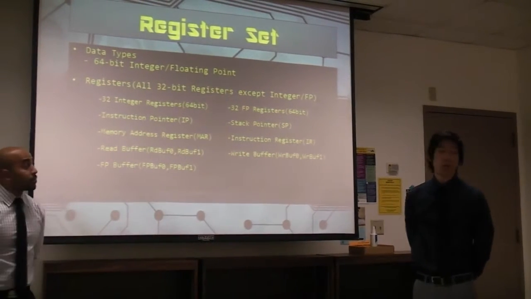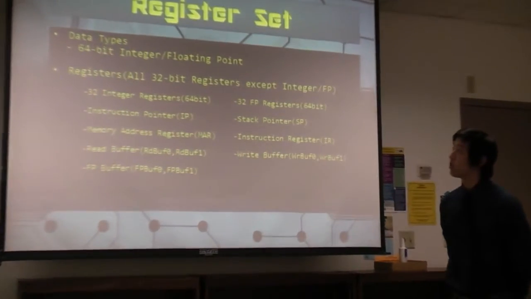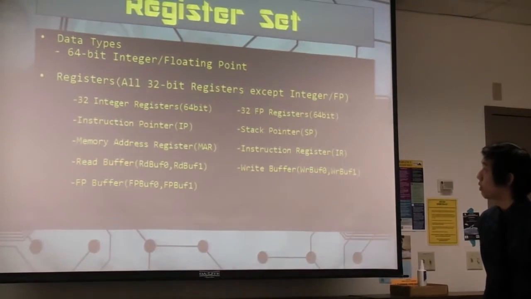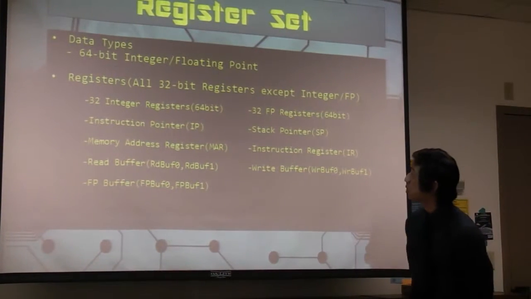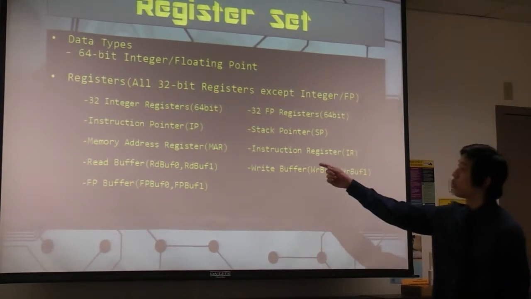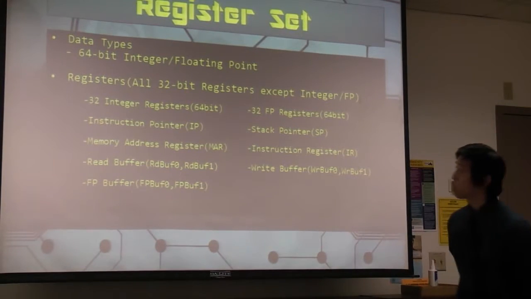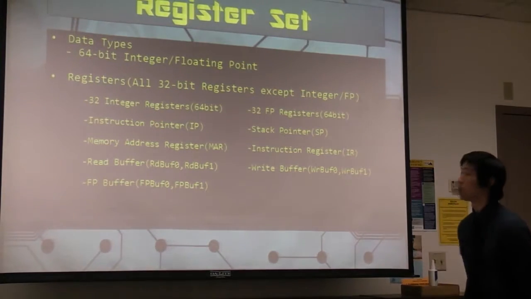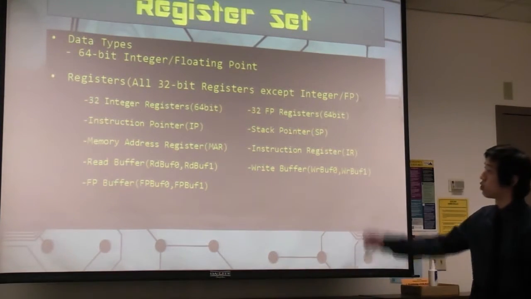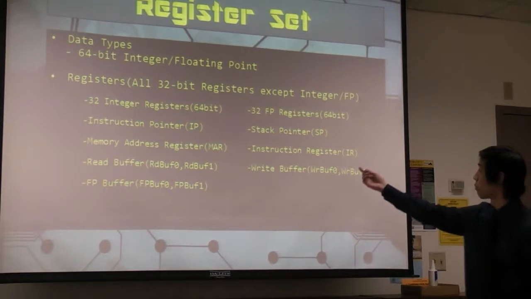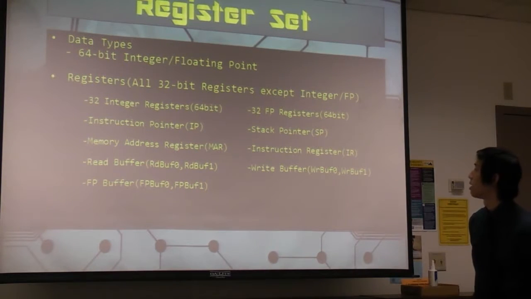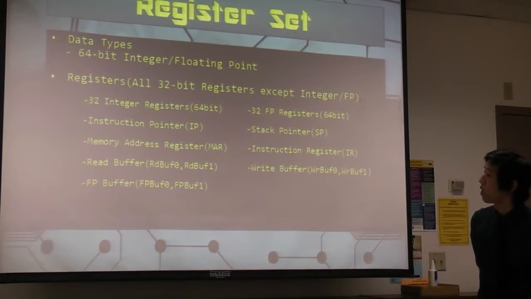So for the register set, our data types are 64-bit integer and floating point. Our registers are all 32-bit registers except for the integer and the floating point. As you can see, 32 integer registers, and they are 64 bits. We have the 32 floating point registers, which are 64 bits. And then we have our instruction pointer, denoted IP, stack pointer, SP, memory address register, MAR, and instruction register, IR. And then we have our read buffers, write buffers, and our FP buffers.